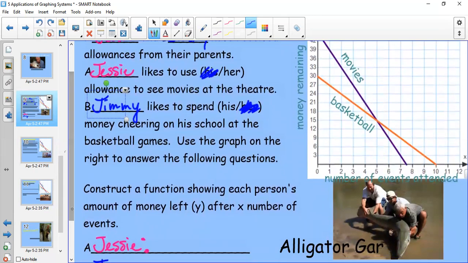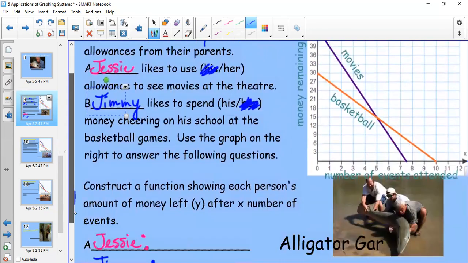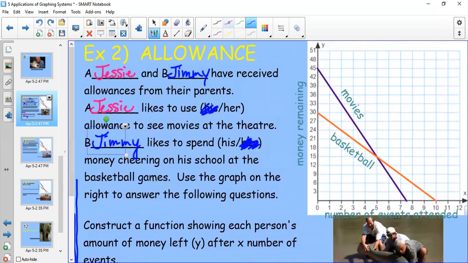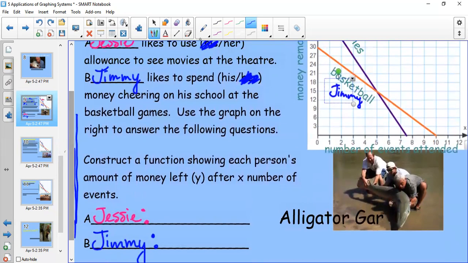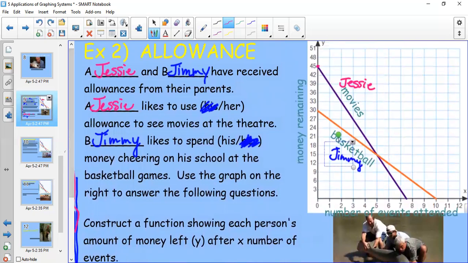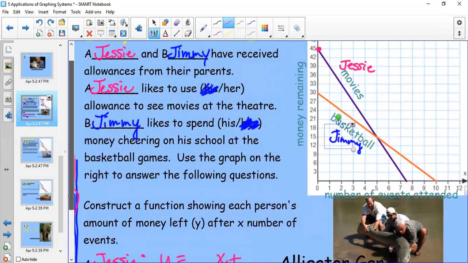We're going to use this graph to do the equations. So remember, Jesse was the movie. So I'm going to put Jesse over here, just so I can remind myself. I'm going to put Jimmy for the basketball. All right, so let's start with Jesse. So remember, again, we want y equals mx plus b. And b is our starting point. So how much money did Jesse start with? Well, if you look at the graph, she started with exactly $45.